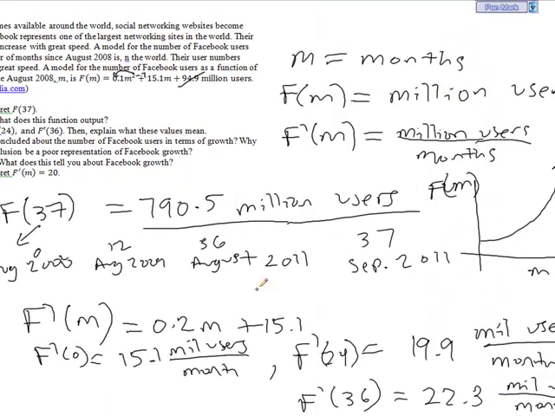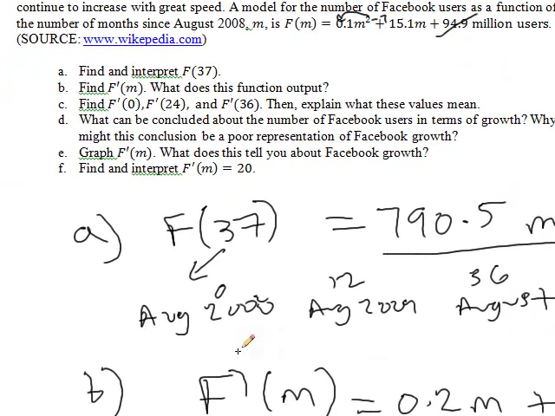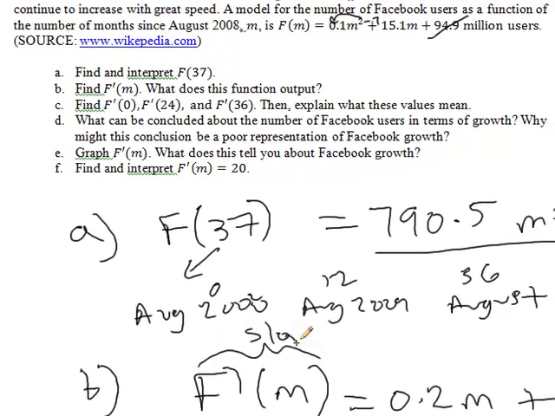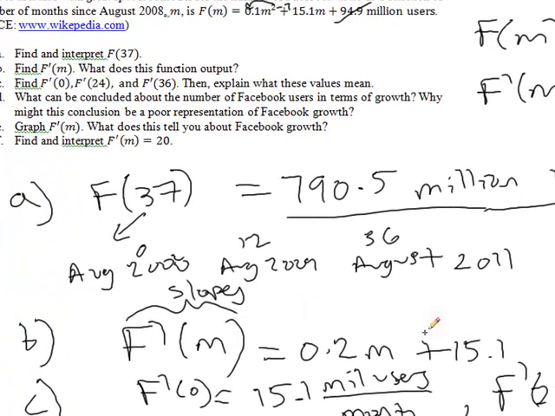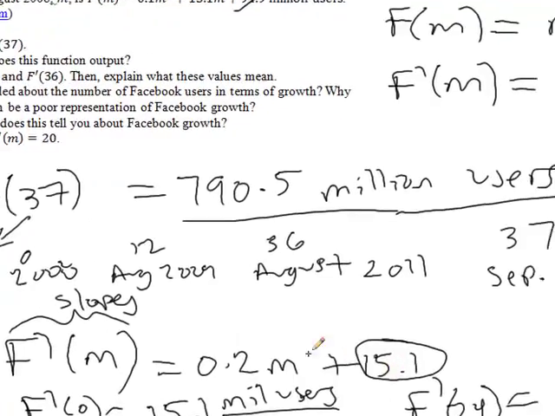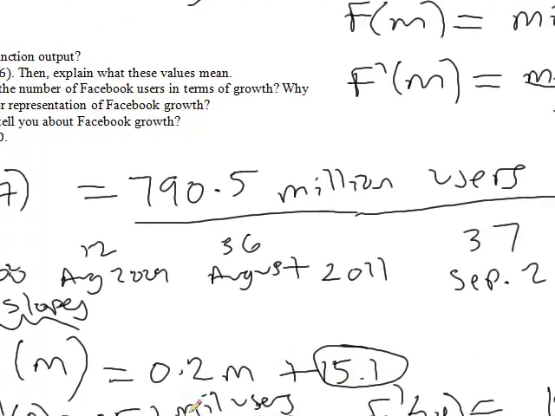So we can see that by going back to our derivative function. So this guy outputs slopes, right? This guy outputs slopes in terms of millions of users per month. Well, as m gets bigger, at 0, we just have 15.1 as the output. But for every month we go up, the rate of change, the slope, gets 0.2 units bigger. So in month 1, that is September 2008, it's 0.2 plus 15.1. In month 2, it's 0.4 plus 15.1. And so we can see that the output of this function is actually growing at a linear rate.